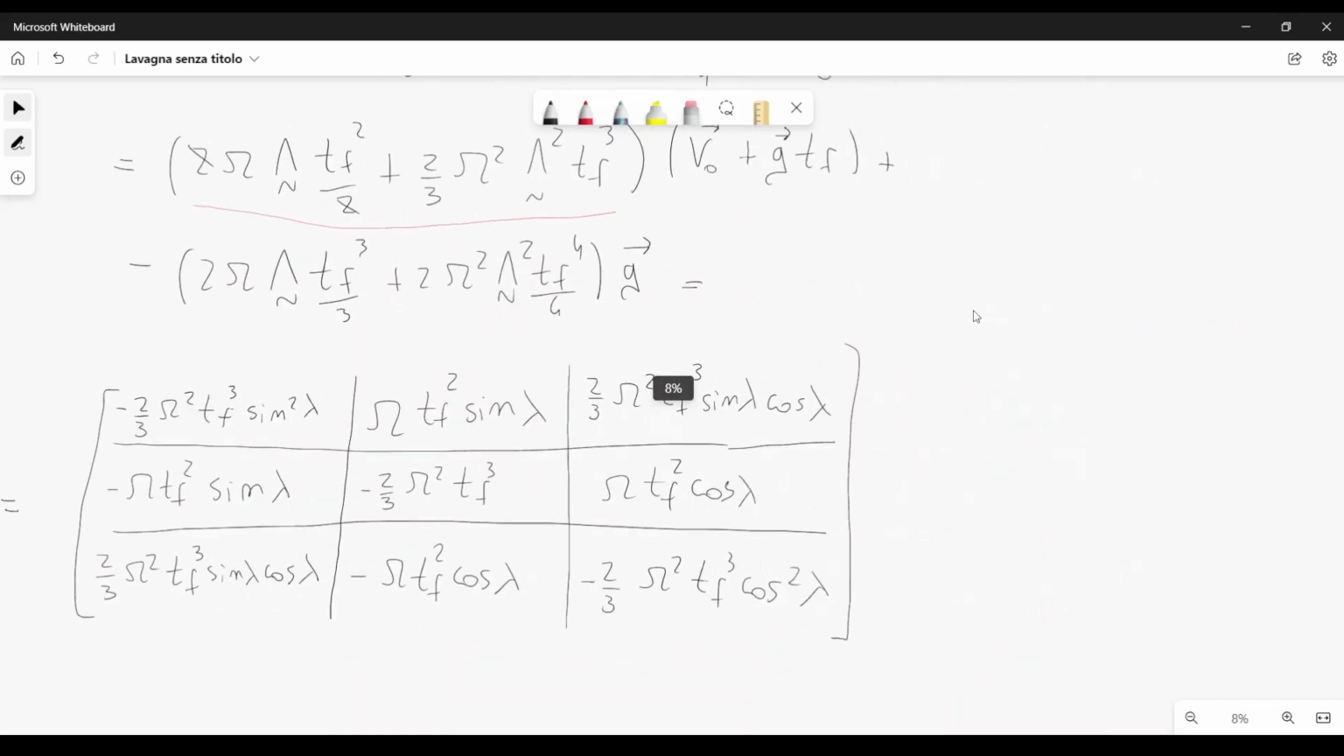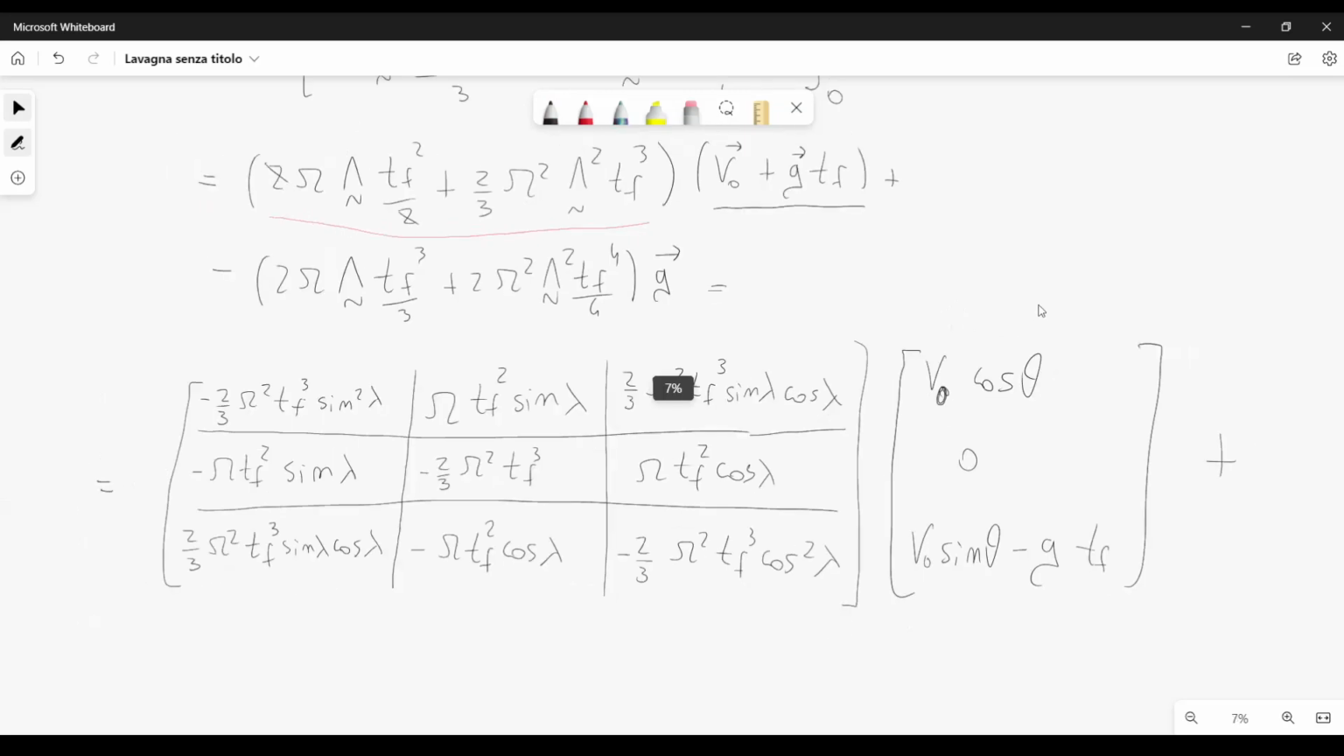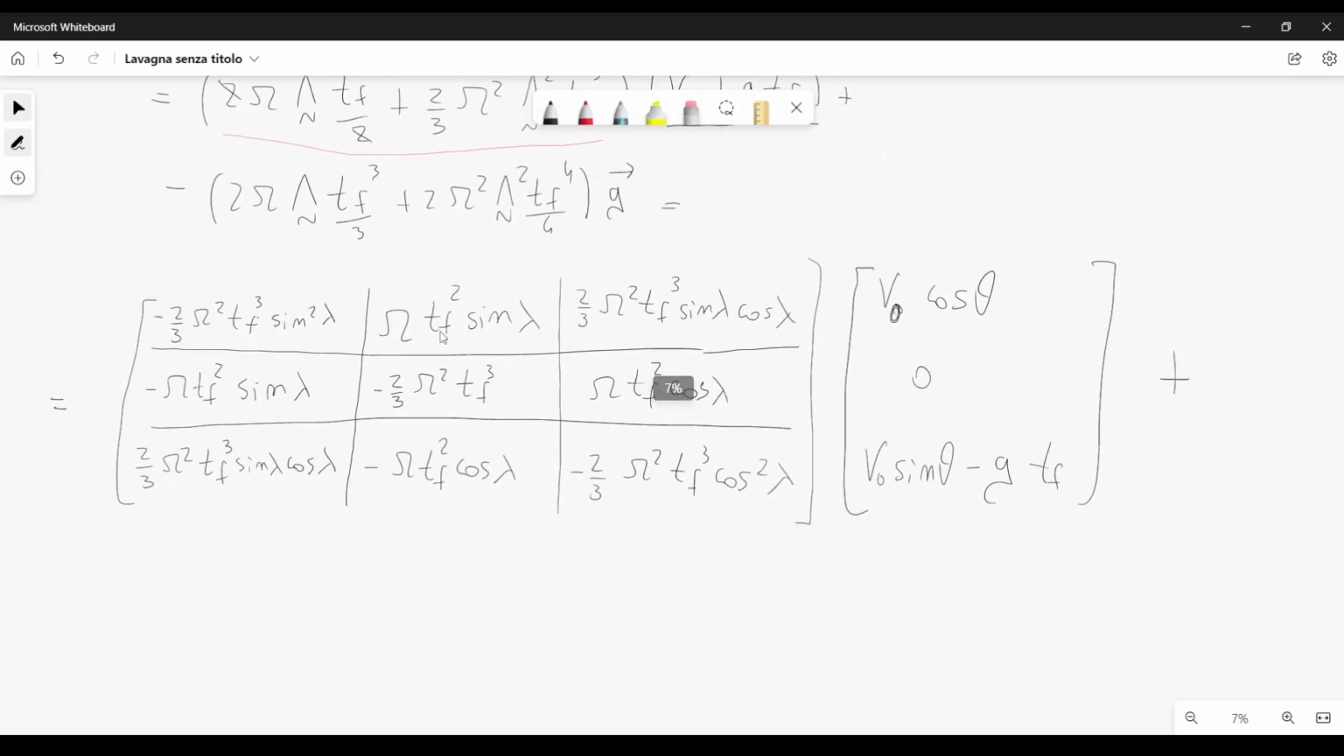This multiplies this vector here, which we have already written some time ago. We have V0 cosine theta 0, and then we have V0 sine theta minus GTF, plus, and now let's make our last effort to rewrite this matrix here multiplied by this vector.